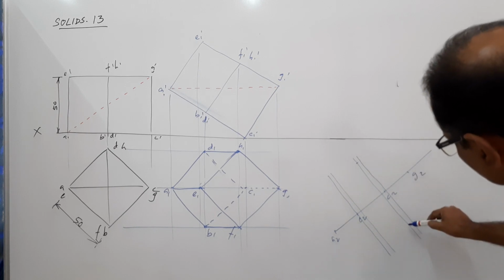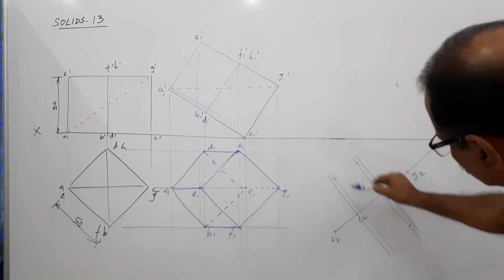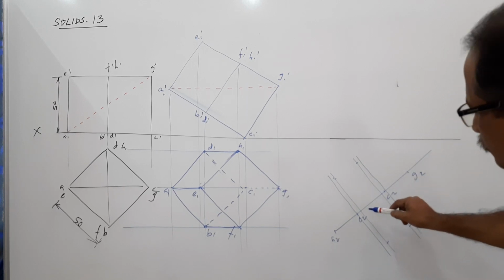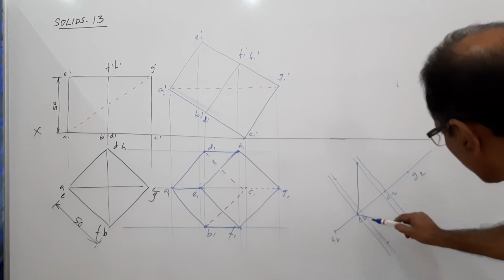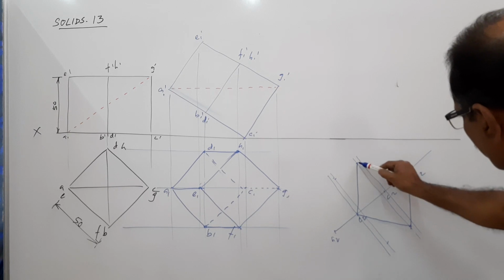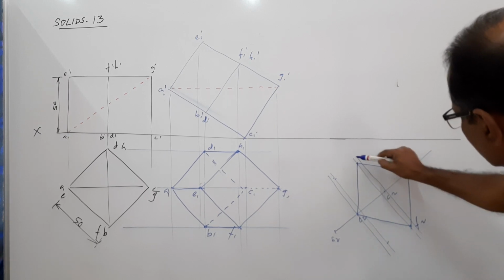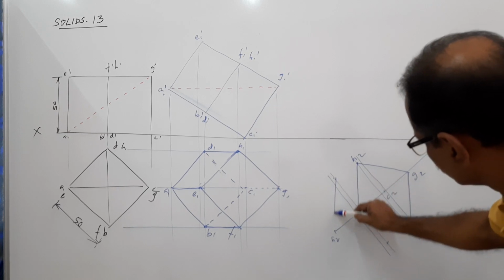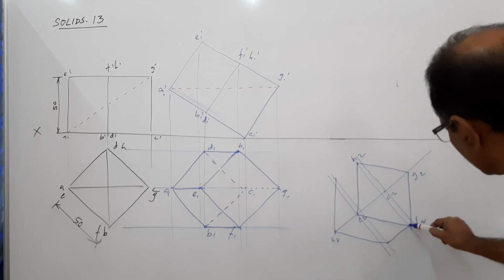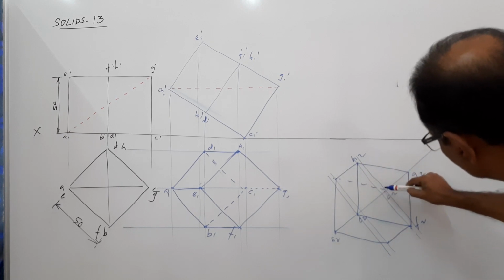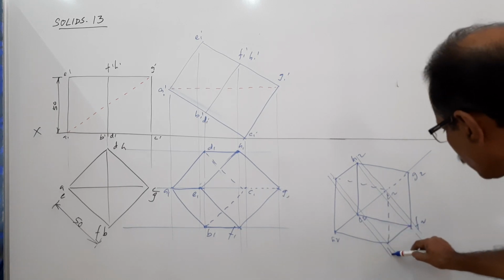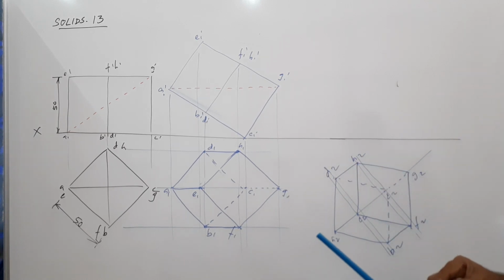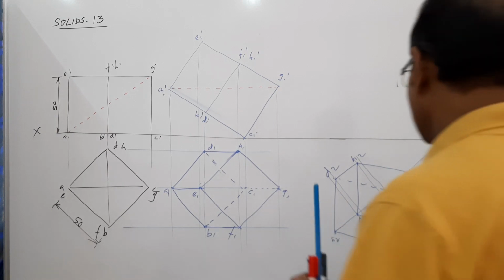Mark off the distances. E, F, G, H. A2, B2, C2, D2. Now draw vertical projectors from all these points.